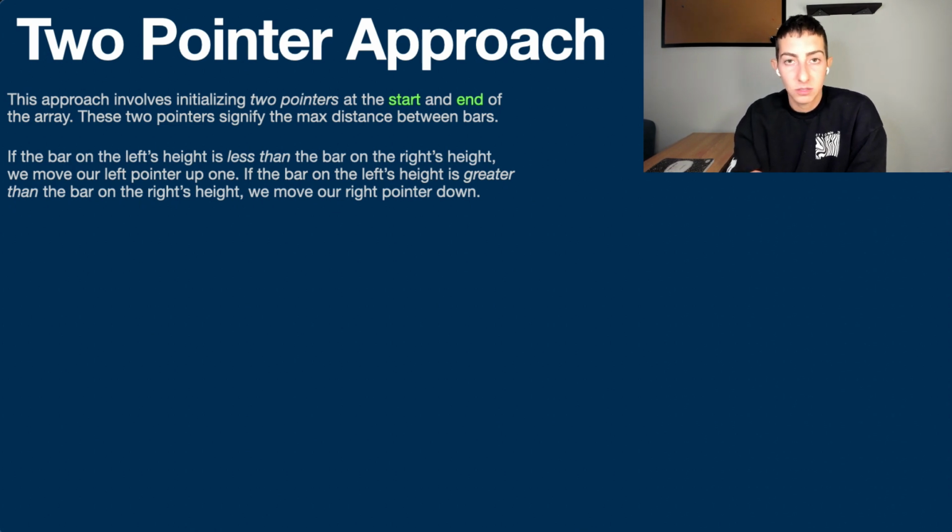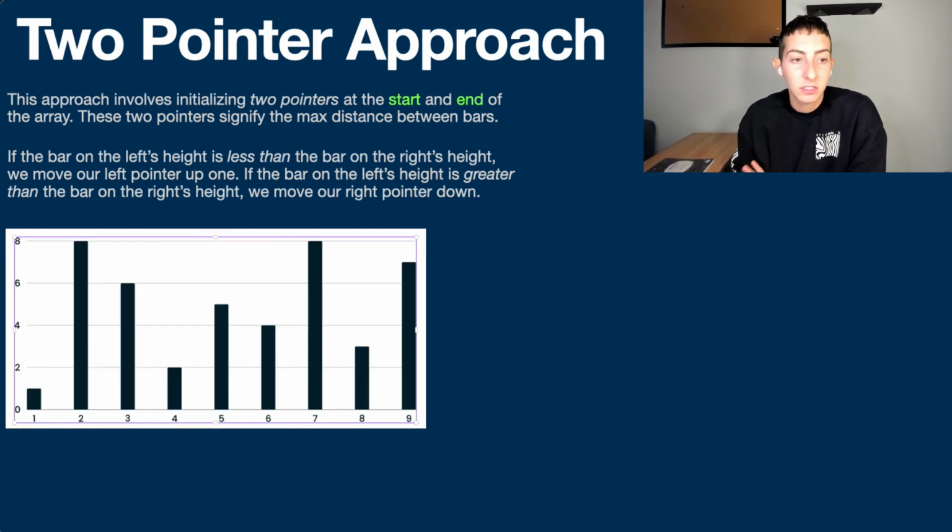So that doesn't make any sense. We're going to walk through a visualization, and I hope that clarifies what I'm talking about. So here's our lovely bar graph, and we initialize our 2 pointers. So our first pointer is at the first bar, our second pointer is at the last bar. So we fill it with water.